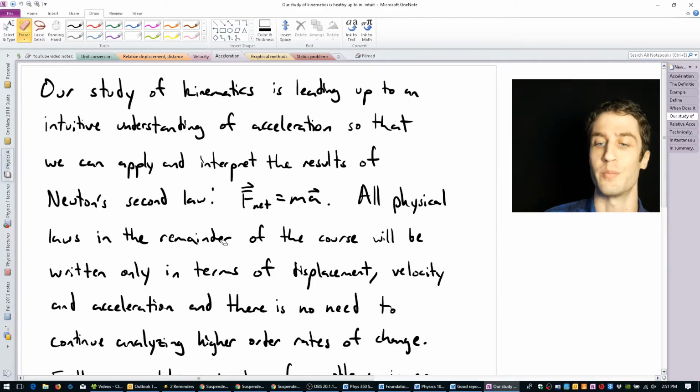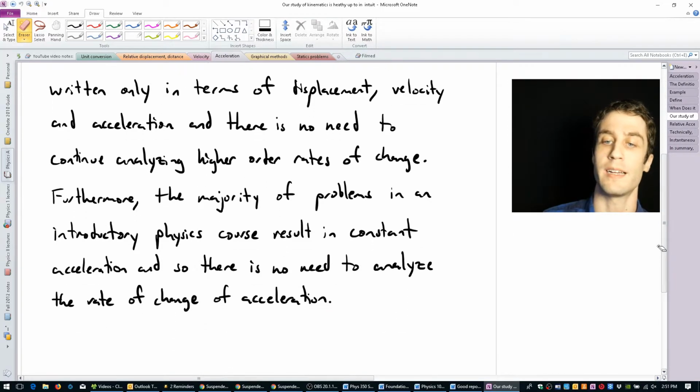All physical laws in the remainder of the course will be written only in terms of displacement, velocity, and acceleration, and there is no need to continue analyzing higher order rates of change. So you don't need to memorize jerk, you don't need to consider the change in acceleration over a change in time, and you don't need to consider a change in jerk over a change in time. Furthermore, the majority of problems in an introductory physics course result in constant acceleration, and so there's no need to analyze the rate of change of acceleration, because if the acceleration is constant, then the rate of change of the acceleration is 0. And so your jerk, if you're interested in it, is always going to be 0.